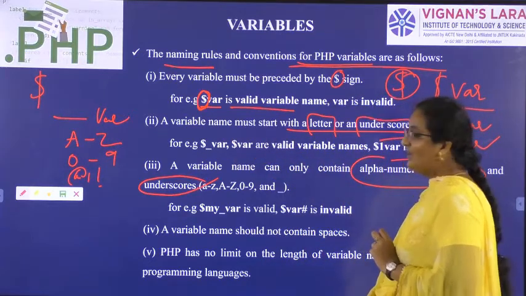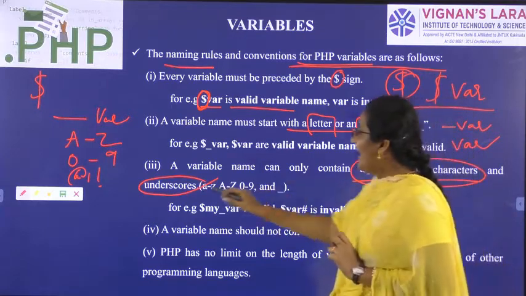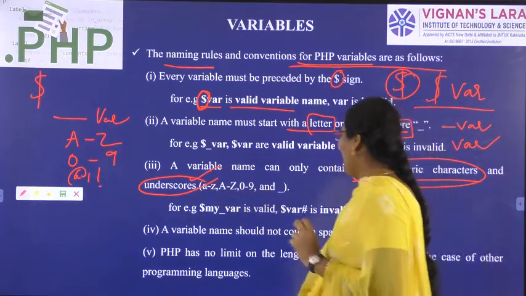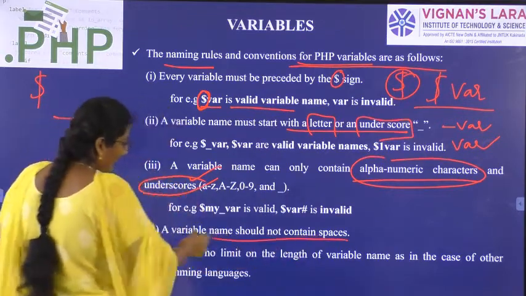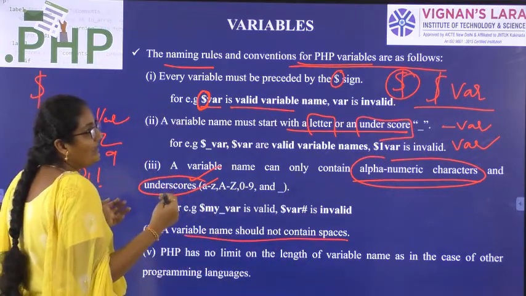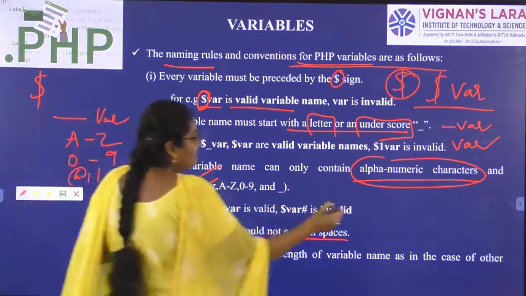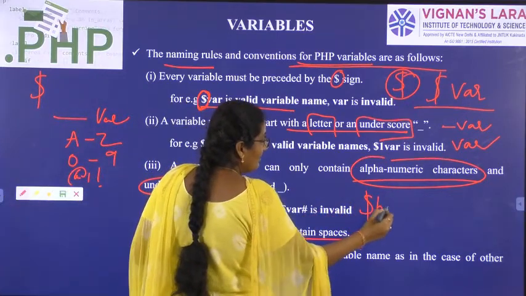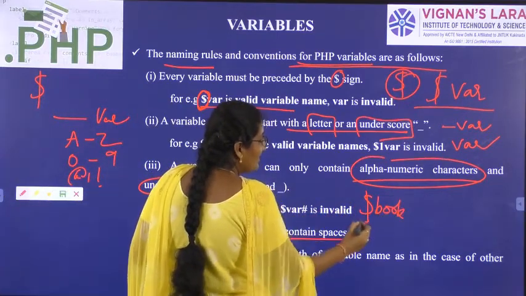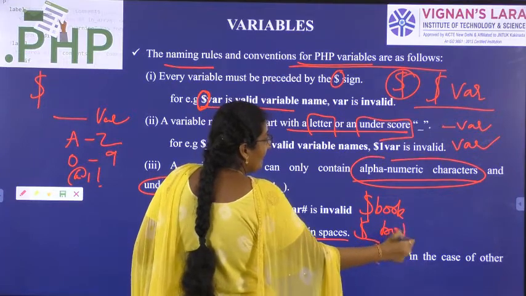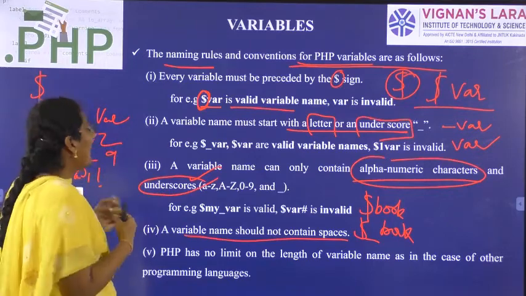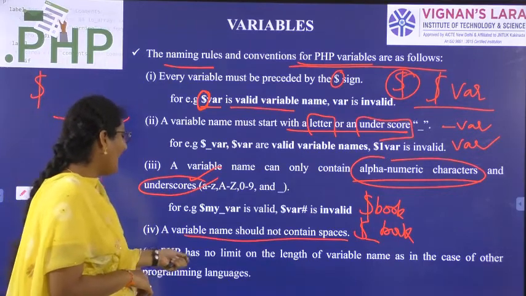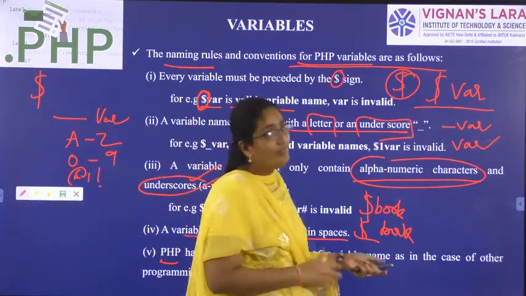Next point, variable name should contain only alphanumeric characters and underscores. And last thing, variable name should not contain space. So if you want to create a variable such as $book or $_book, you should not have spaces in variable names. And lastly, PHP has no limit on the length of variables.